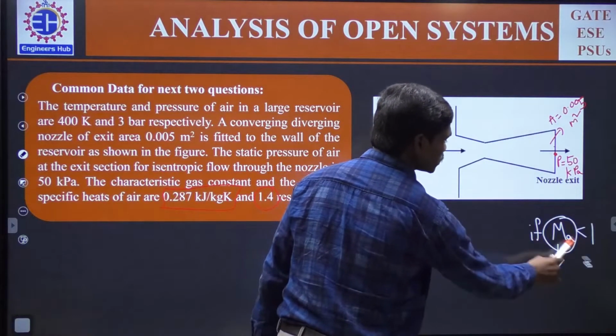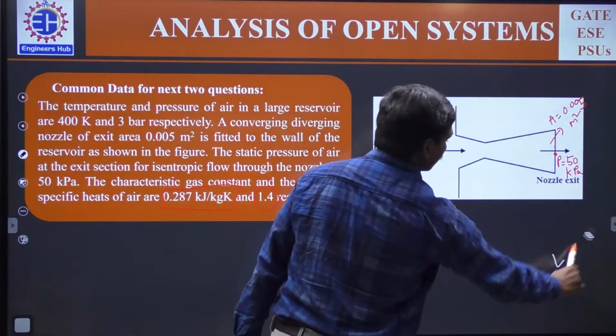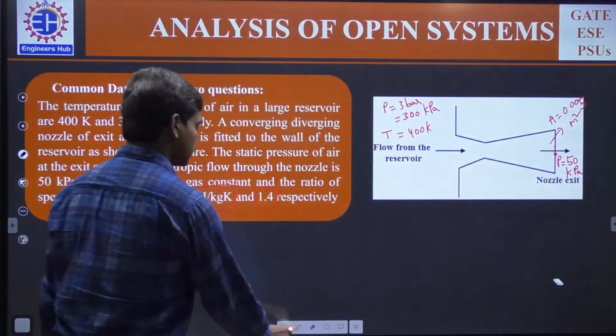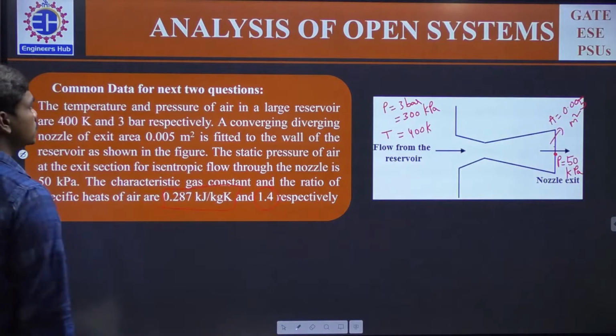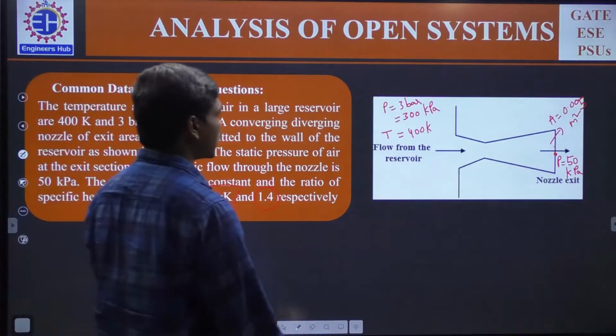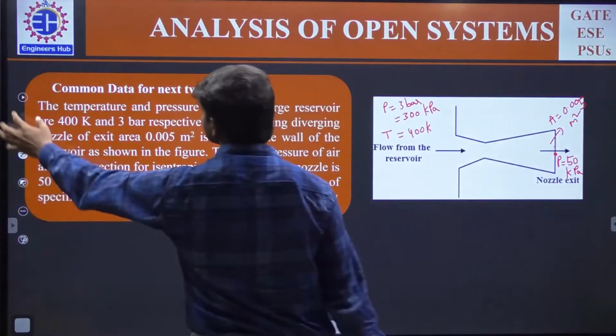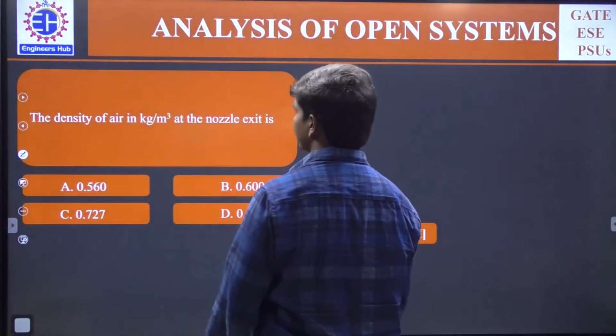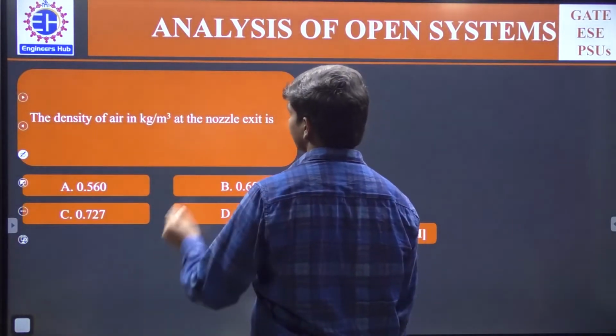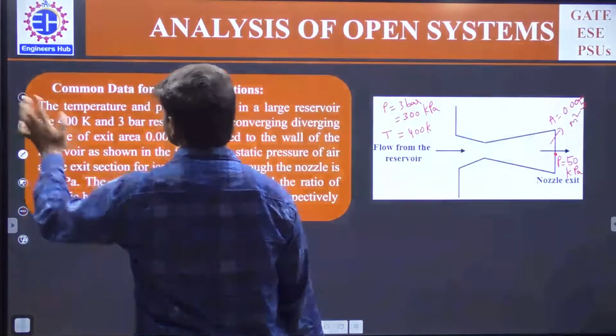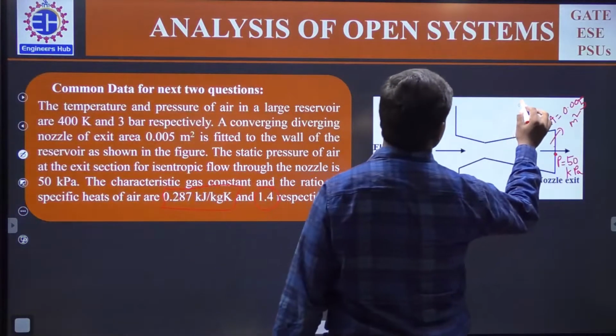But anyhow, this relation is not a part of this course, so we'll deal with that in compressible gas mechanics. So these are the conditions. This is the data given for us. Some inlet conditions and exit conditions are given. So let us see what they want. The density of A in kg per meter cube at the nozzle exit. So they want the density of A here.